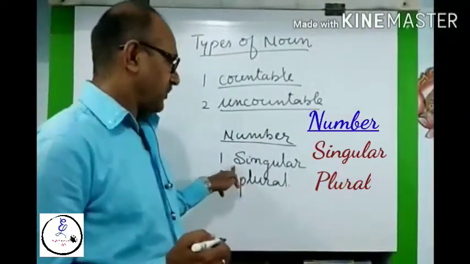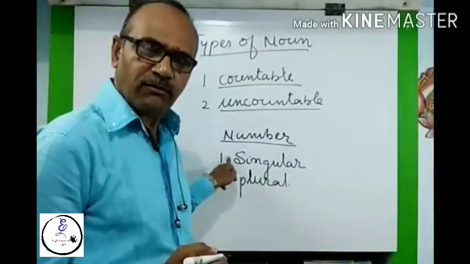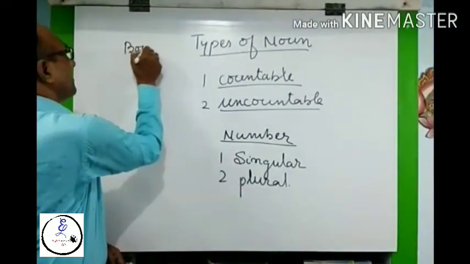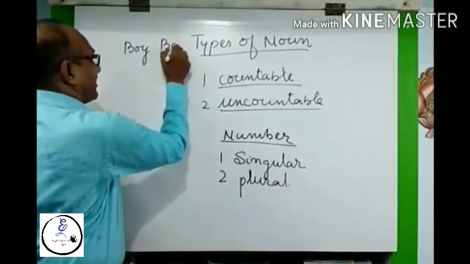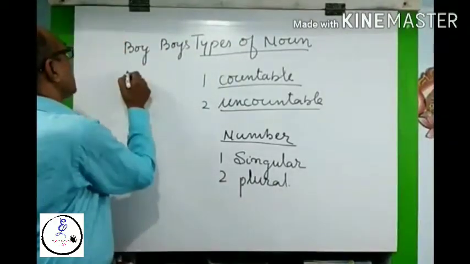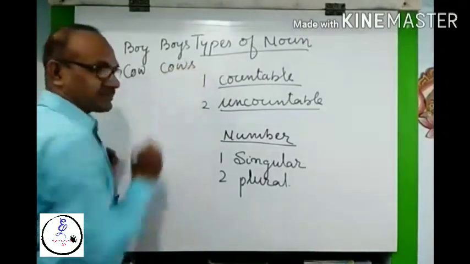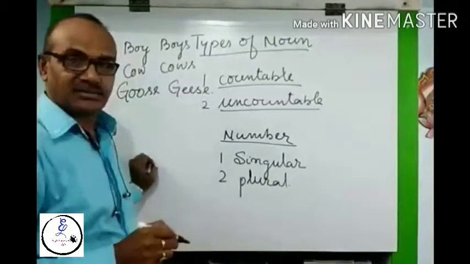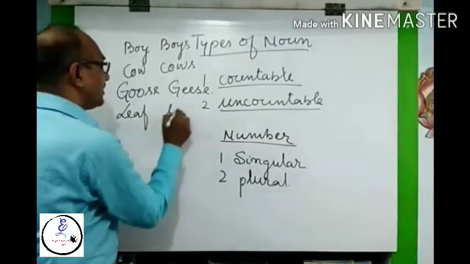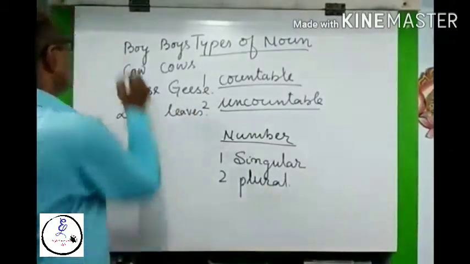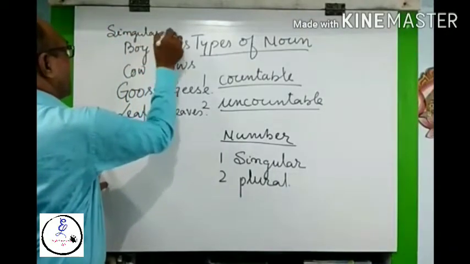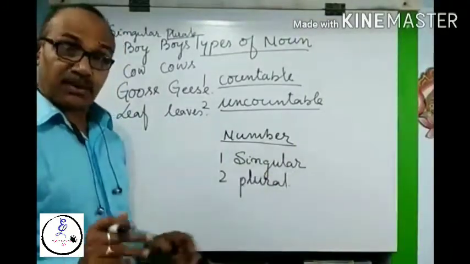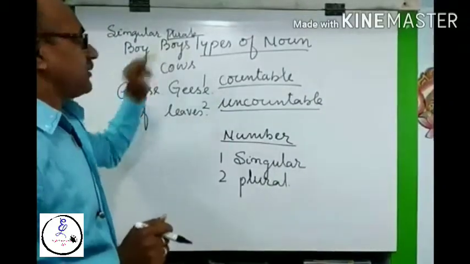Under singular, that means a noun must have a singular form and a plural form. For example, boy is the singular form and boys is the plural form. Cow, cows. Goose, geese. Leaf, leaves. So these are singulars and these are plurals. We have already discussed this in our lower classes.